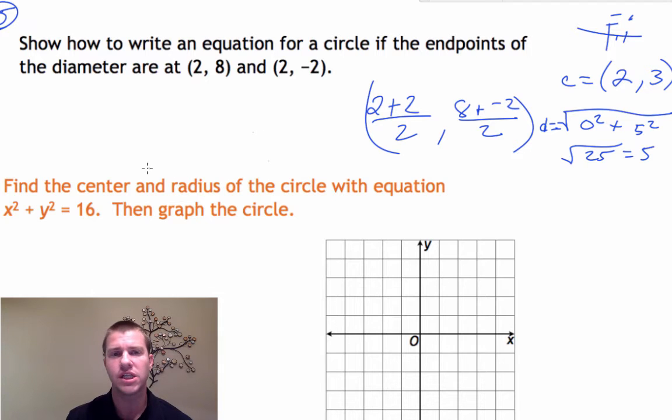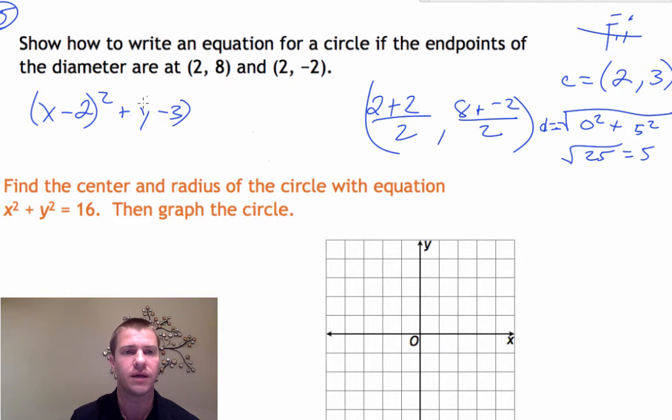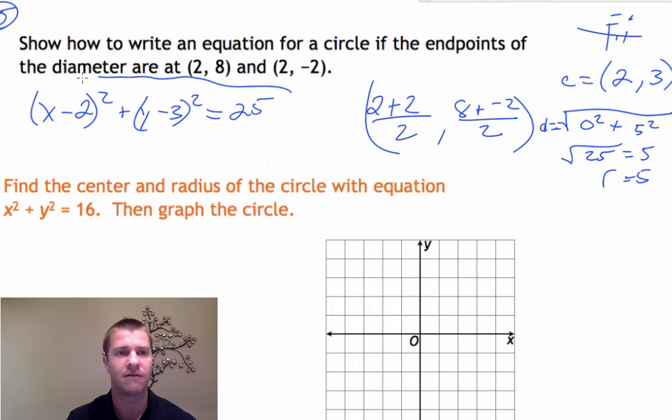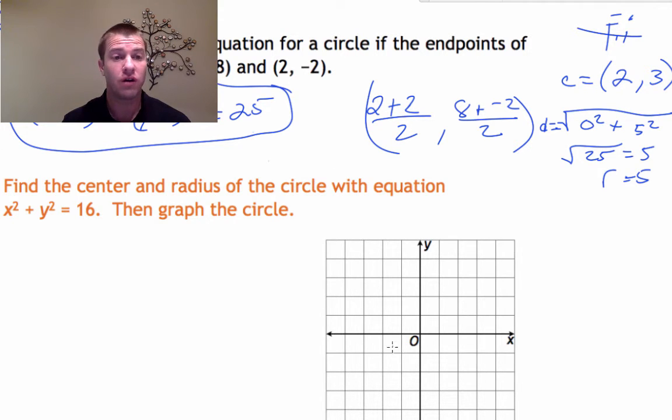So to write the equation, I have my center, so that's going to be x minus 2 squared plus y minus 3 squared is equal to the radius squared. Well, the radius is equal to 5, so this is equal to 25. And now to draw this, I'm going the other way. So I get my center and radius, and then I'm able to draw it and graph it.